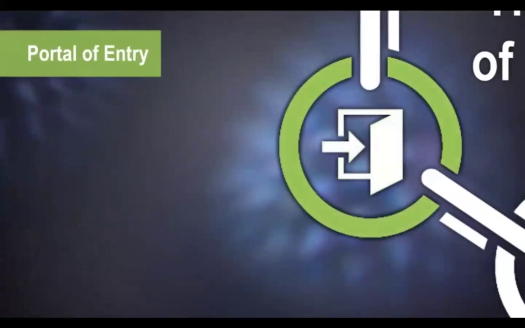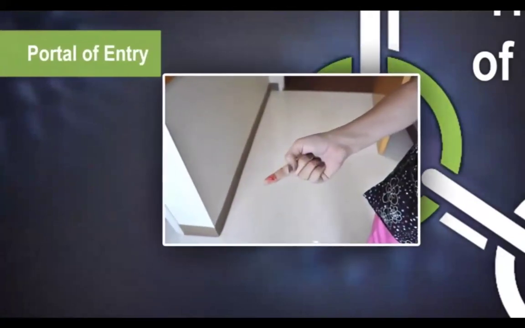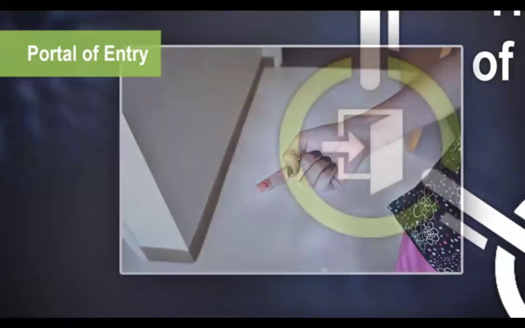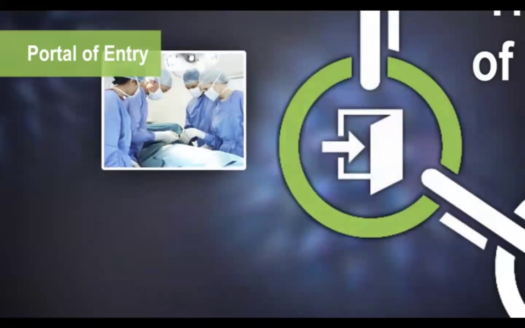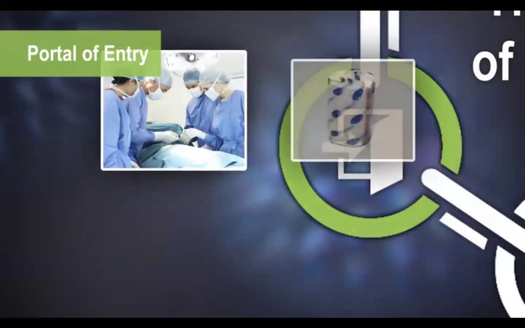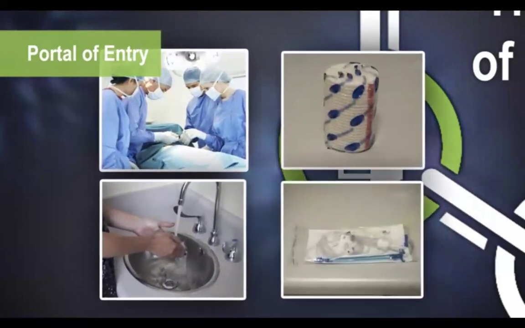Next, the chain includes the portal of entry. It's the way pathogens enter the host, like breaks in the skin. Healthcare workers break this link by practicing aseptic technique during procedures, taking proper care of wounds, washing their hands, and properly caring for catheters.